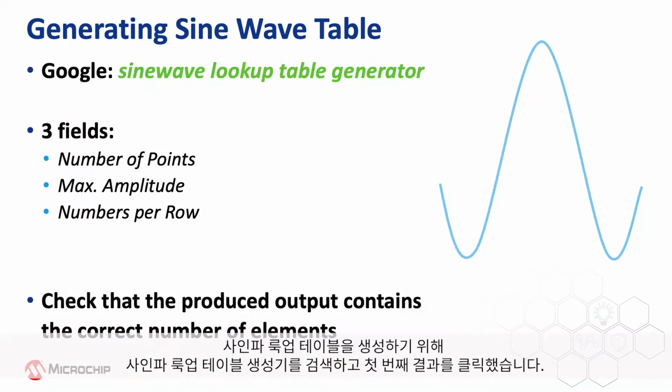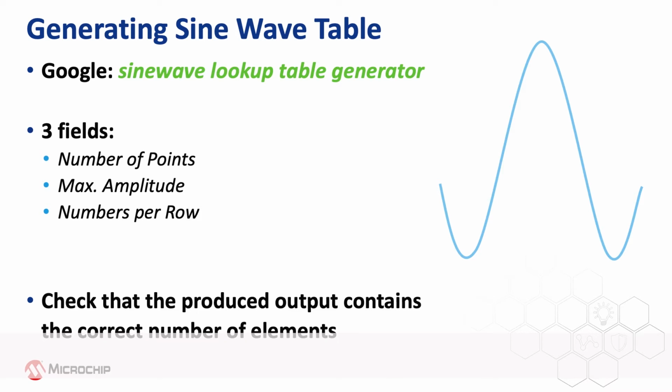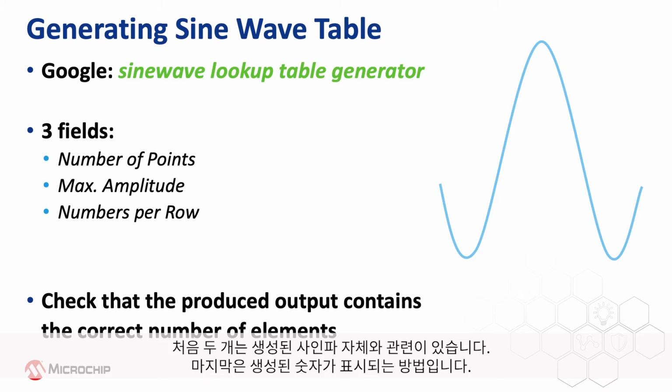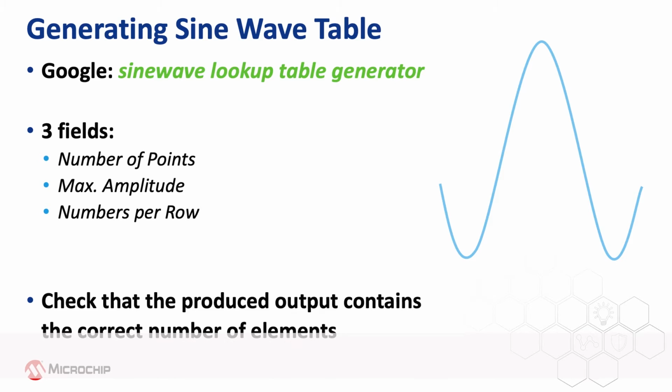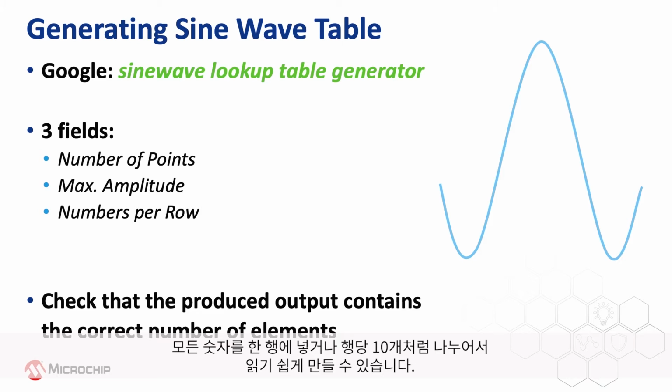To create the sine wave lookup table, I just googled sine wave lookup table generator and clicked on the first result. The one I used had 3 fields for the user to fill in: number of points, max amplitude, and numbers per row. The first 2 are related to the generated sine wave itself. The last one is how the generated numbers are presented. You could put all the numbers on one row, or you could break it up a bit, say 10 numbers per row, to make it easier for a human to read.